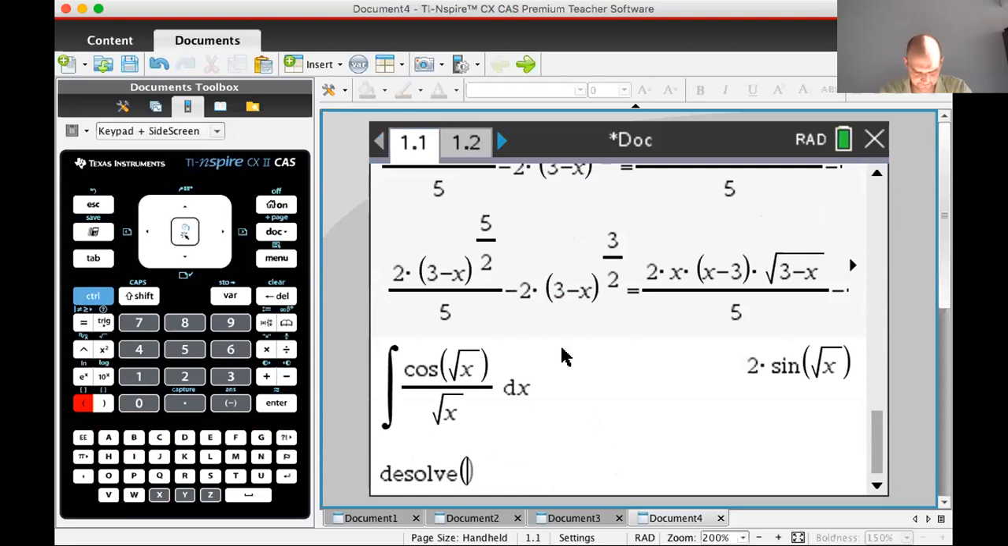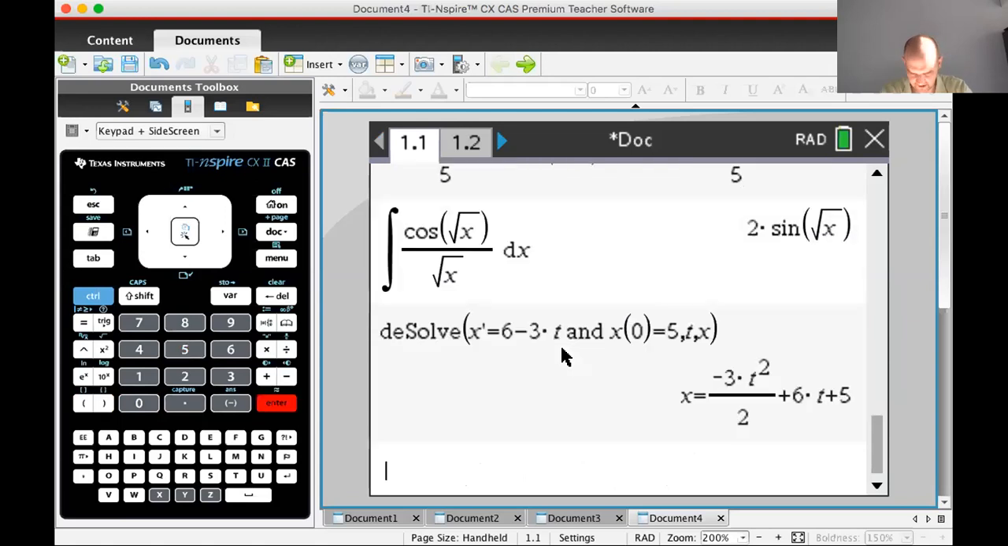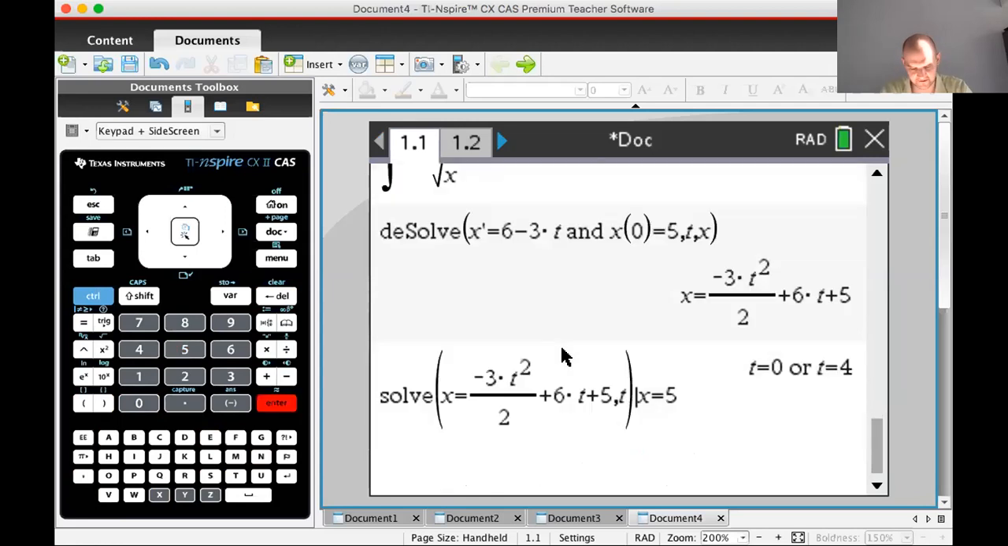I'm going to use differential equation solve, which is menu 4 up a bunch of times. And then it's x prime is 6 minus 3t, comma, t comma x. Oh, wait, I have to do an and x of 0 equals 5. So negative 3 halves. I don't know what problem I just did. Oh, I just did the last problem accidentally. Did I? Oh, and then I need to solve for t such that x equals 5. 0 and 4. Okay, that's good.